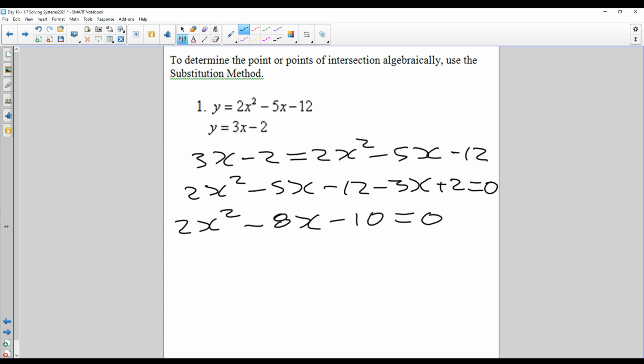Yes? In the second line, where did you put the positive 2? At the end. Okay. Because I took everything that was on the left-hand side and I subtracted it from the right side. So this 3x became minus 3x. That minus 2 became plus 2. Okay, thanks for the question.